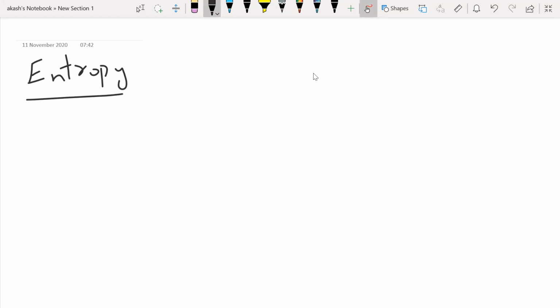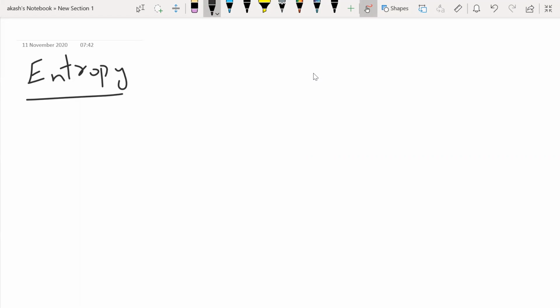Has anyone heard this term before? Entropy? In your lower classes, or someone telling you? Have you ever heard this term? Okay, I don't expect you to, as this is obviously not for lower classes, even though you have studied about heat and other things. Studying about entropy, you'll be hearing this term in 11th.